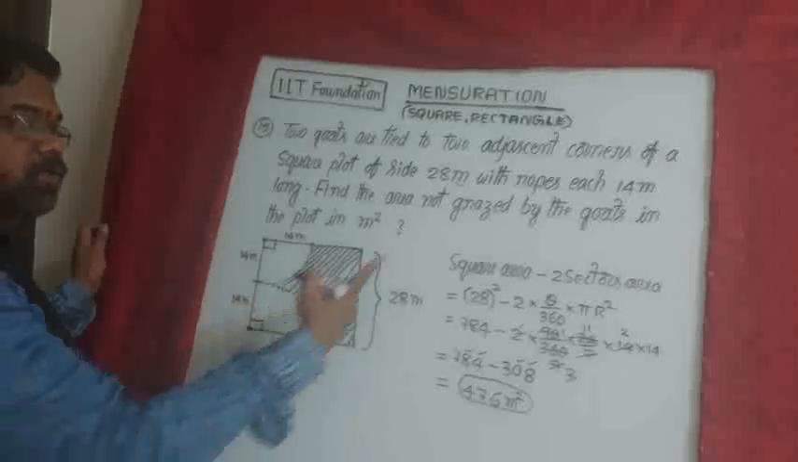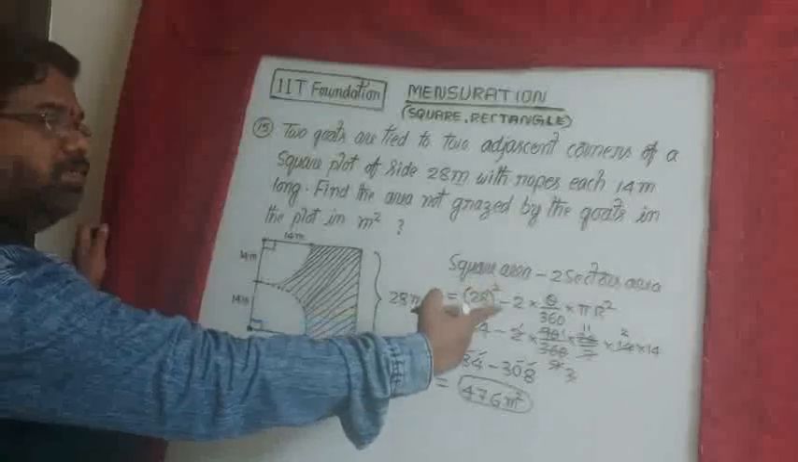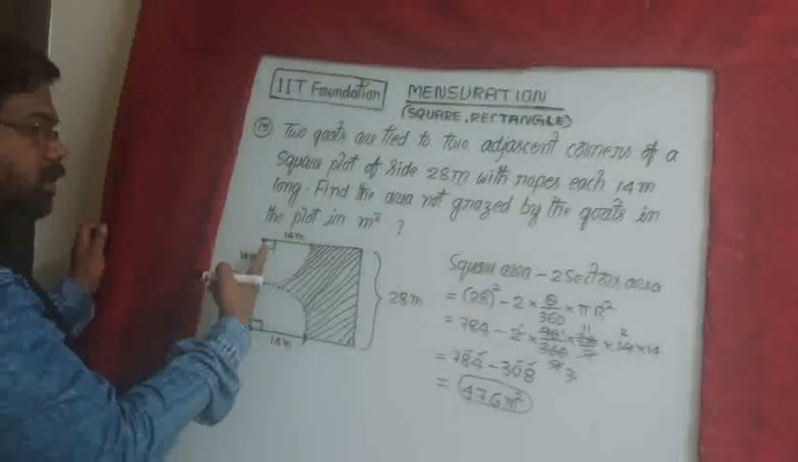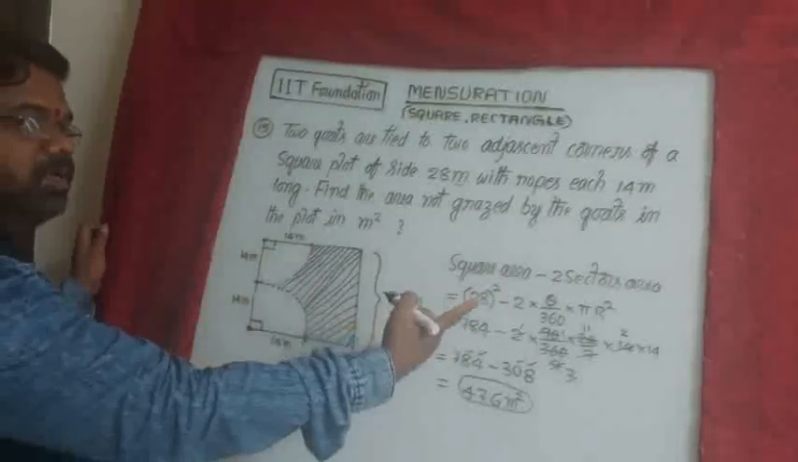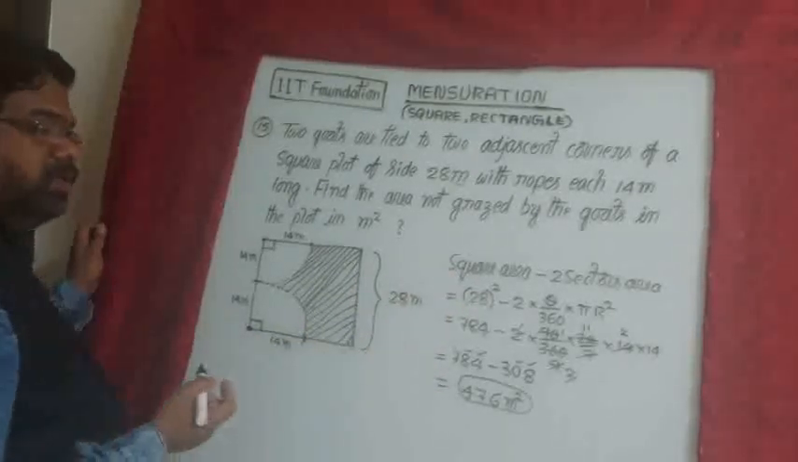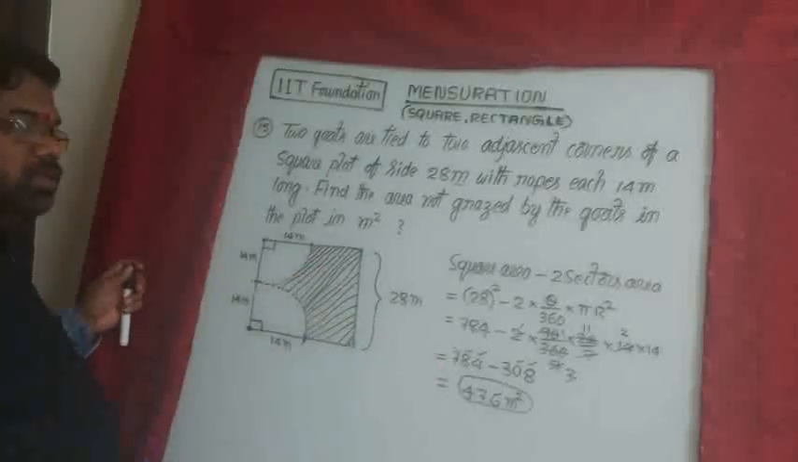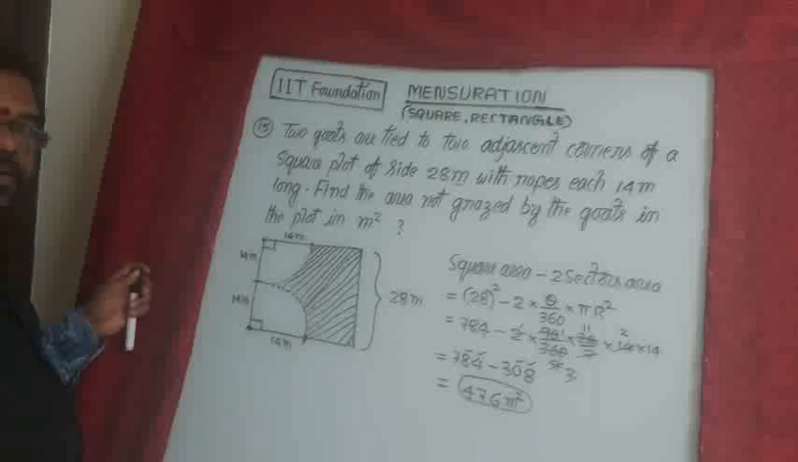That is the plan. So square area is side squared minus 2 into the sector formula, theta by 360 into pi r squared. Theta is how much here? 90. Pi value is 22/7. R squared is 14 into 14. So after final simplification we get 476. So what is the area not grazed by the goats here? 476 square meters.